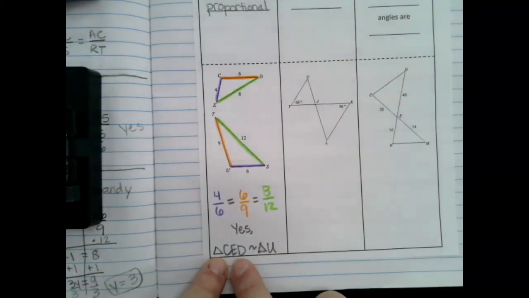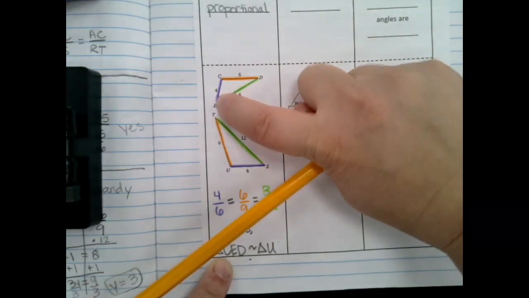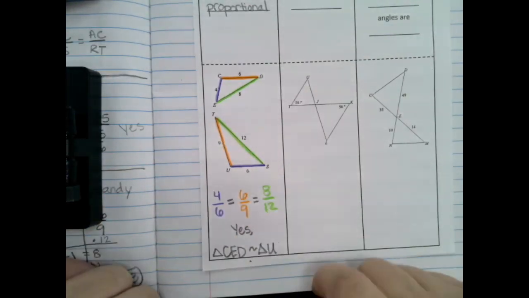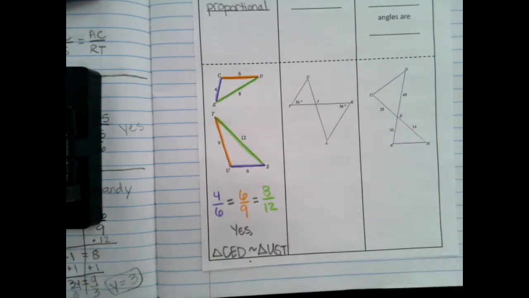Now we went to CE. CE was the 4. It was the smallest amount. So do I want to go UT or US? Good. US and then end at T.